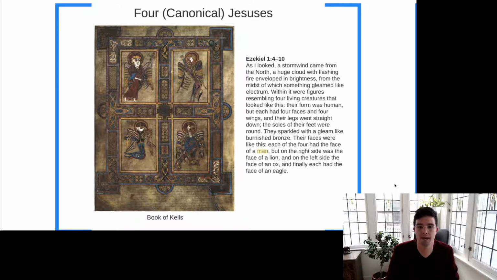One is the face of a man. So here we have a man. This is from the Book of Kells, a really ornate presentation of the 4 gospel images. One of a lion. So here is Mark, the winged lion. One as an ox. This is going to be Luke. And then one as an eagle, which is going to be John.